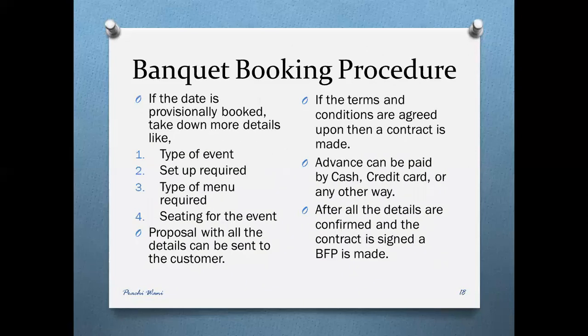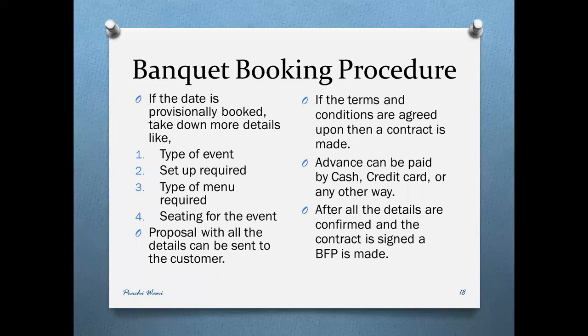Now what happens when you book the hall tentatively? You go on asking for more details like type of event, setup that is required, type of menu which is required, because your type of menu is linked to the price that you're going to offer, seating for the event. Now, once you all have taken the information, proposal needs to be made.